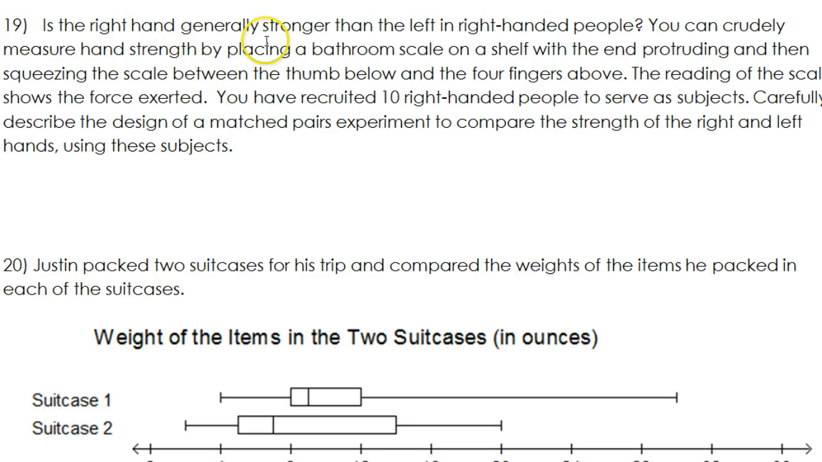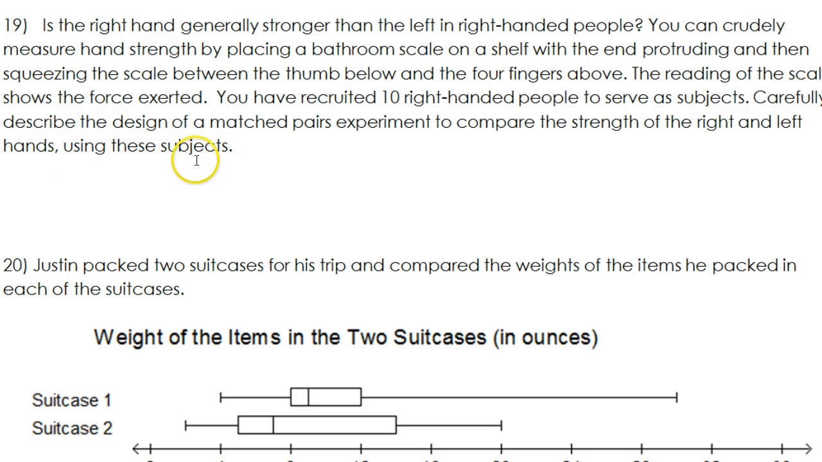Number 19. Is the right hand generally stronger than the left in right-handed people? You can crudely measure hand strength by placing a bathroom scale on a shelf with the end sticking out, and then squeezing the scale between the thumb below and the four fingers above. The reading of the scale shows the force exerted. You've recruited 10 right-handed people to serve as subjects. Carefully describe the design of a matched pairs experiment to compare the strength of the left and right hands using these subjects.